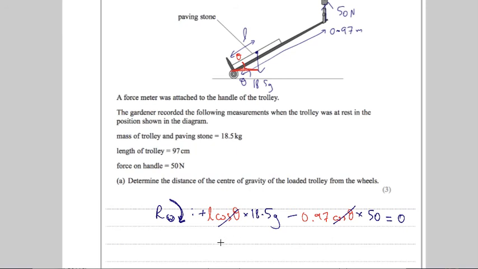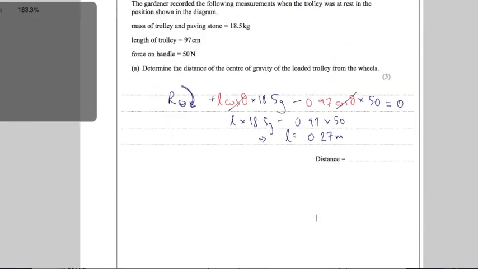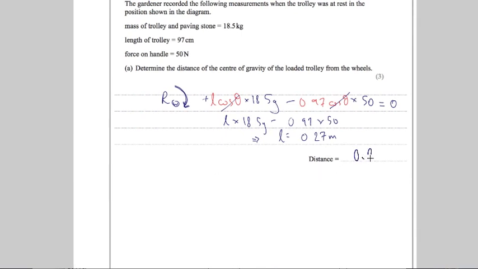So let's rearrange it. We're going to have L times 18.5 G equals 0.97 times 50, and if we rearrange that, G is 9.8 meters per second squared, so L will end up being 0.27 meters. So L is 0.27 meters. And again, remember, you need this cosine theta to get the full marks, even if it ends up cancelling out.